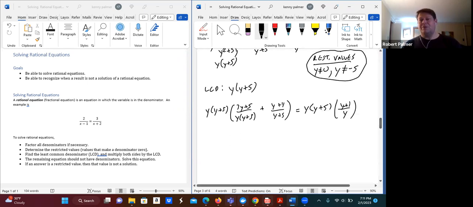So our goal right now is to get rid of our denominators. Let's take a look over here. What will cancel out are the y's. Okay. So this side, we're going to have y plus 5 times y plus 1, which we'll have to multiply out here in a moment.